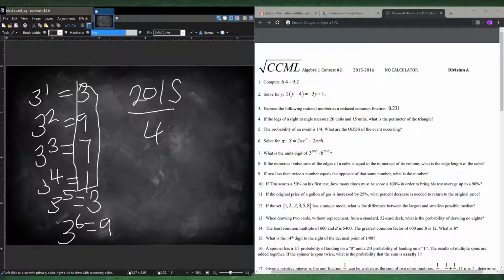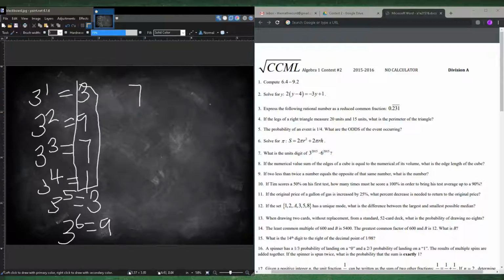This is the same thing as saying 503 and 3/4. So it has 503 multiples of this 4. So it cycles around 503 times, and it's gonna end at the third number. So the third number is 7, right? So the units digit of this portion is 7.